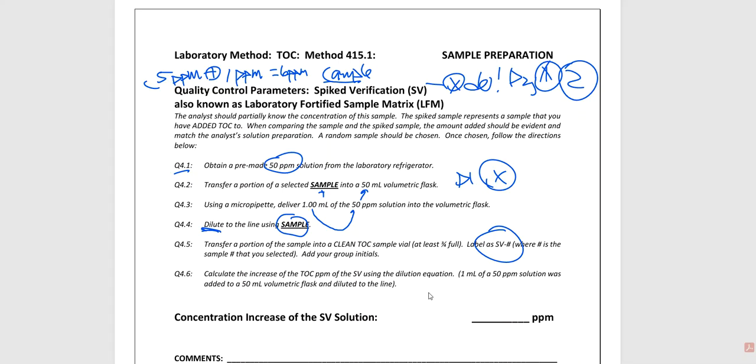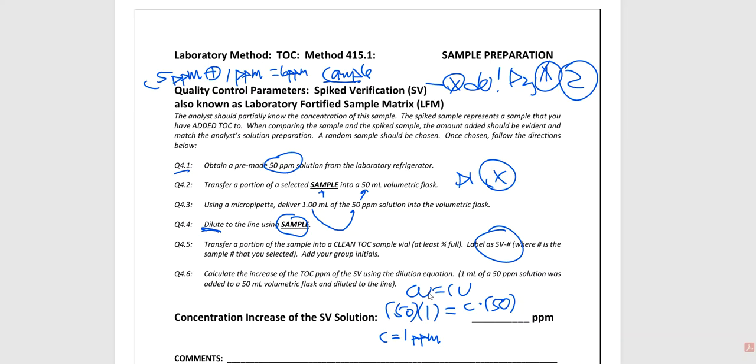Next, it says calculate the increase of the concentration based on what you added. So again, the way that we do this is C1V1 equals C2V2. So we started with a 50 part per million. We took 1 milliliter of that and we spiked a sample with it. What is the concentration if we go to a 50 total volume? That's what this is all about. So 50 times 1 is 50. And then we're going to divide that by 50, and our concentration is a 1.